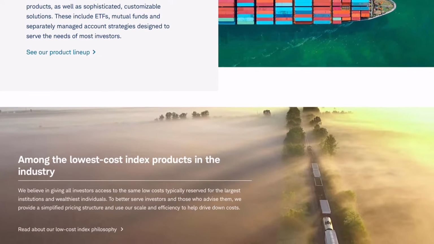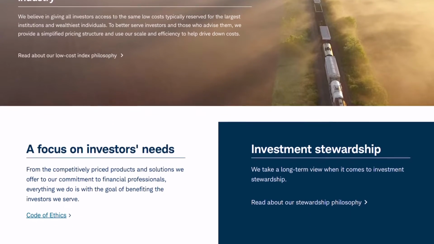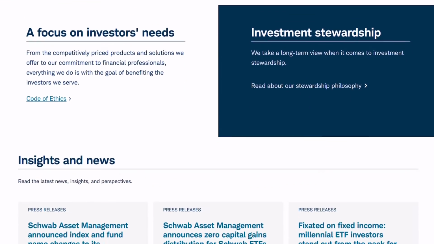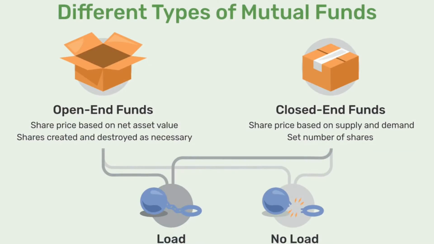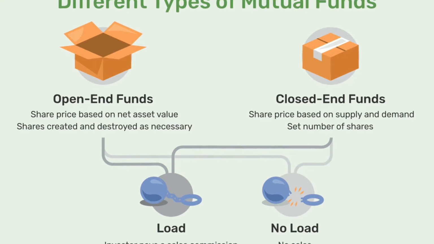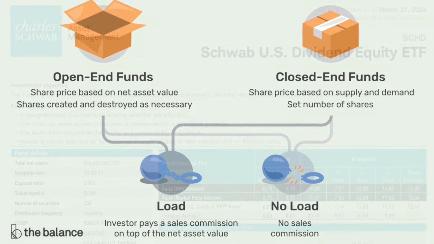SCHD is an ETF provided by Charles Schwab, who own and operate the fund. Charles Schwab are the ones who actually own the underlying shares in the individual companies. So when we buy shares in the ETF, we buy from Charles Schwab, who continually issue new units in an open-end fund, and not from the individual companies inside the ETF.